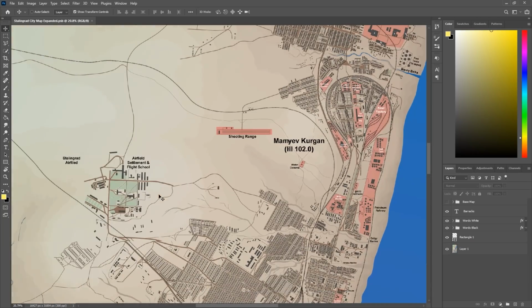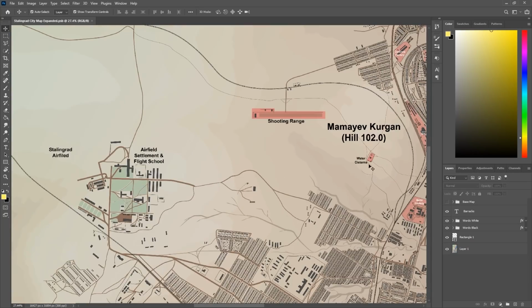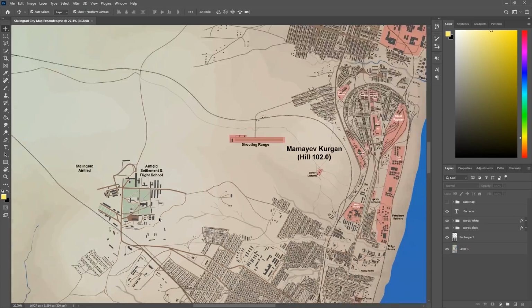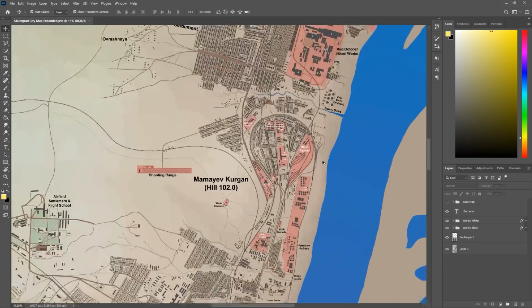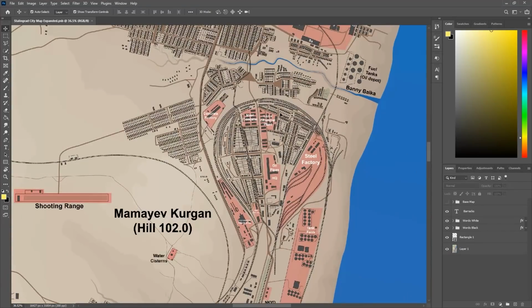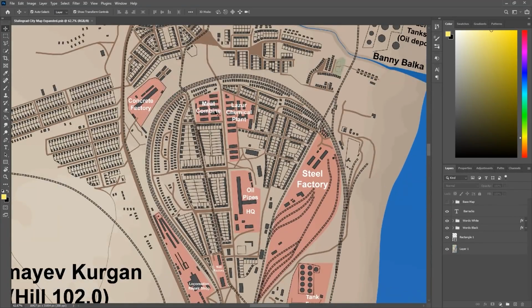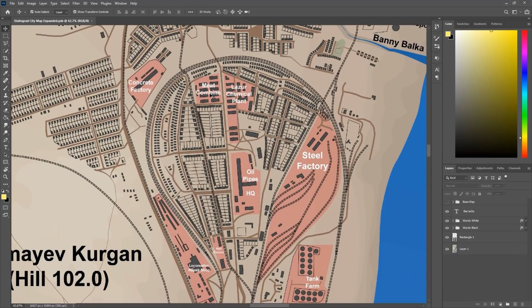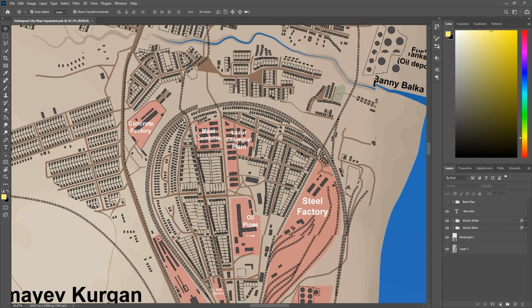The Mamayev Kurgan and the Stalingrad airfield area. The airfield runway, I think, is over here somewhere, but it doesn't look so good on the aerial photographs or whatever, so I couldn't identify exactly where it is, but I think it is over here. And then you got the airfield flight school, shooting range. Some of these are incorrect. I think this is not the meat combine, although the Germans might have called it that. That's not the meat combine.